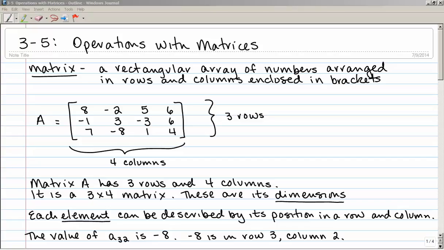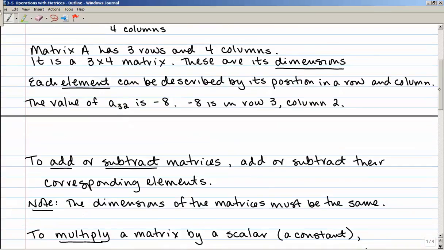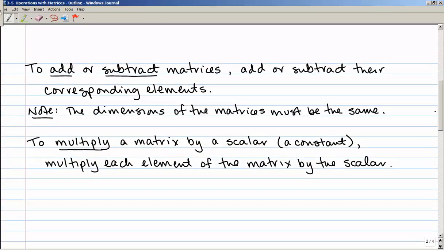Each element or number in the matrix can be described by its position in a row and in a column. So the value of A sub 3, 2 is -8. -8 is the number that's in the 3rd row and the 2nd column. To add or subtract matrices, we add or subtract their corresponding elements. However, the dimensions of the matrices must be the same. If you're going to add a 3 by 4 matrix, it has to be added to another 3 by 4 matrix. To multiply a matrix by a scalar, that is a constant, multiply each element of the matrix by the number.